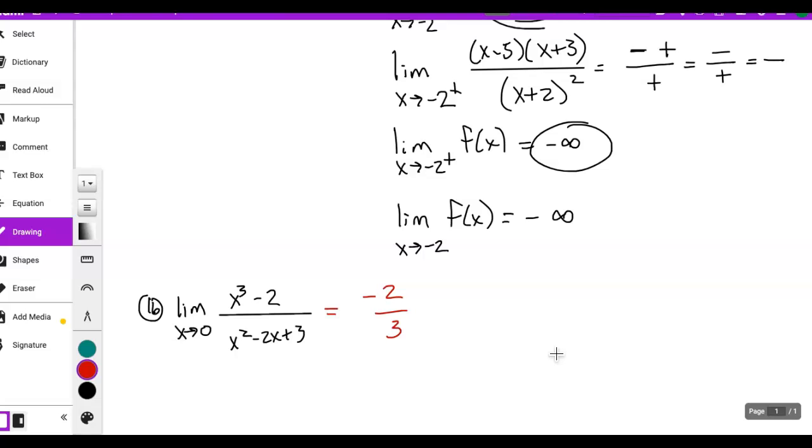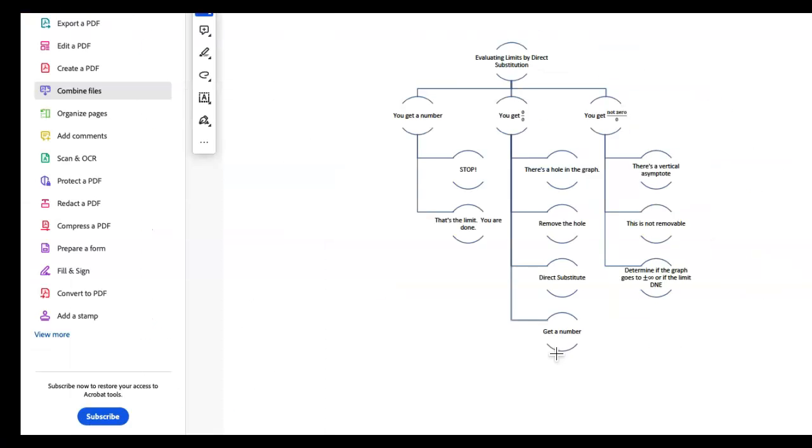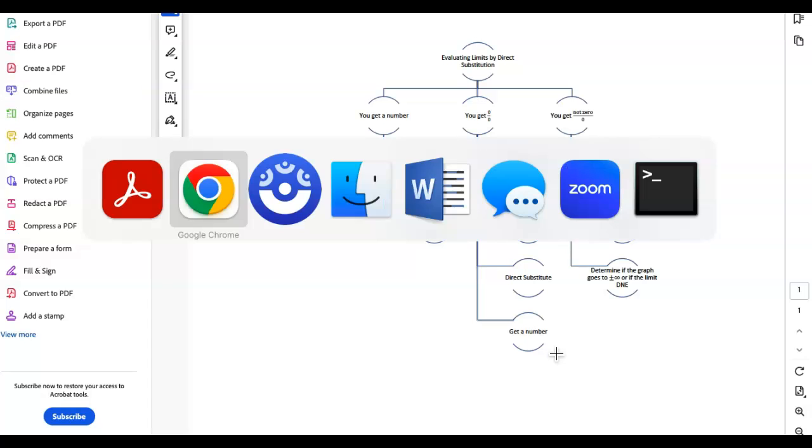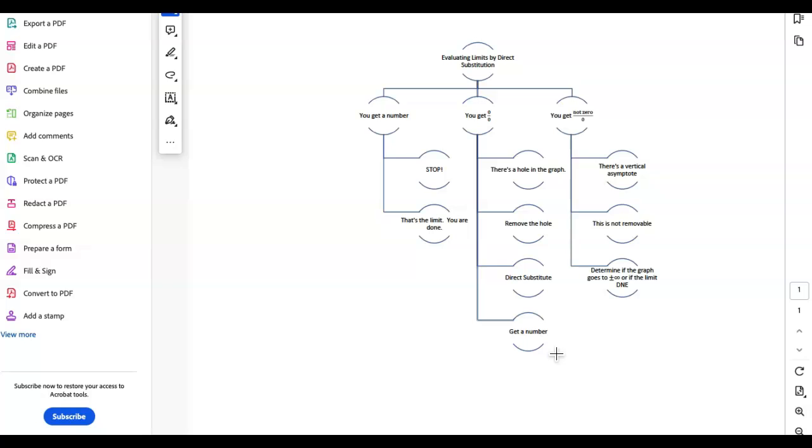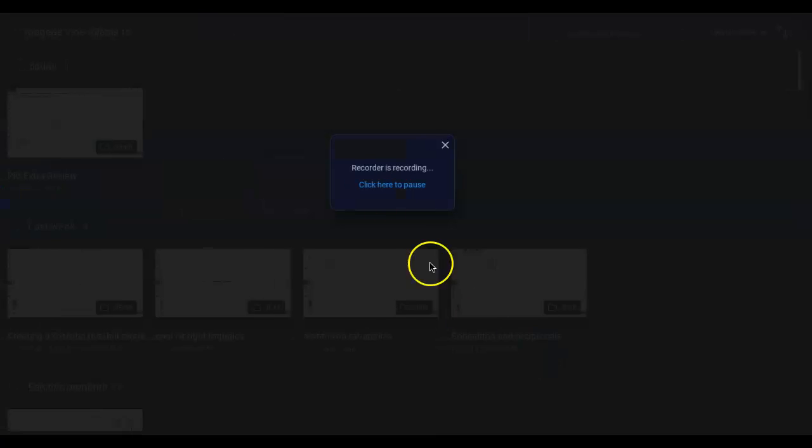Okay, so going back to the flow chart real fast, hopefully that's working. Hopefully the screen recorder is working. If you kind of just memorize this flow chart and think your way through it, you should be good to go. Maybe, yeah.